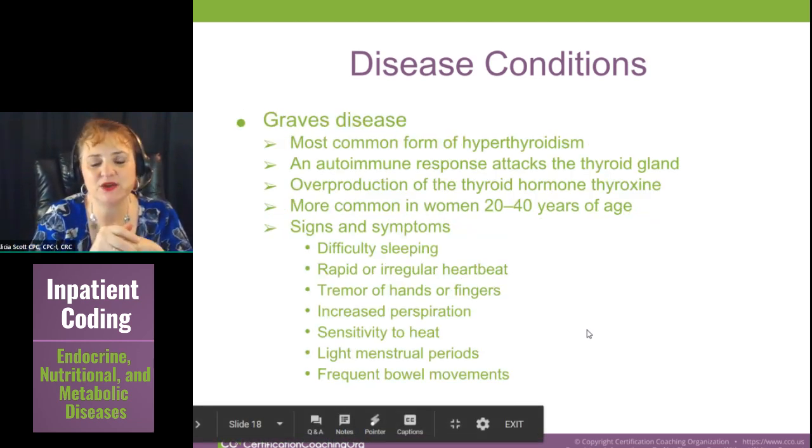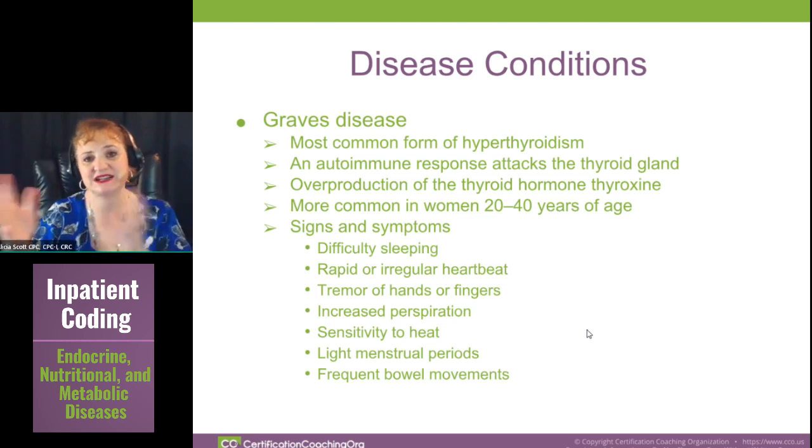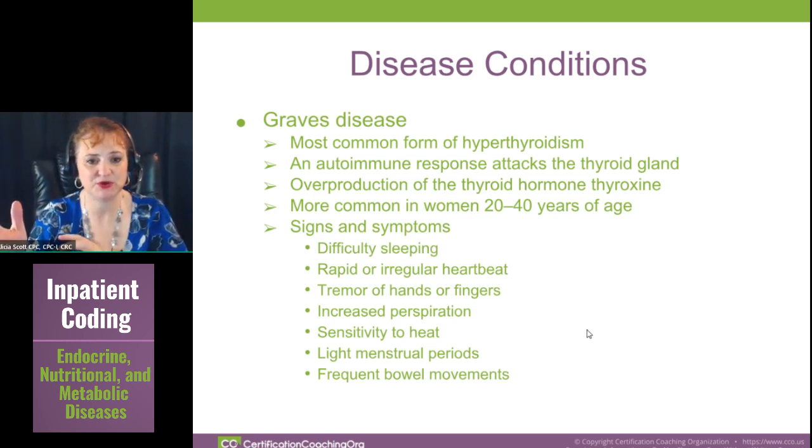Graves' disease. I think we see Graves' disease more than we see Hashimoto's, but this is associated with hyperthyroidism. It is an autoimmune response to the thyroid. A little bit different, right? When you have an autoimmune disorder happening, we have too much thyroid hormone, which is called thyroxine. This usually exhibits itself with people between their 20s and 40s. The signs and symptoms are almost the exact opposite of what we saw with Hashimoto's.